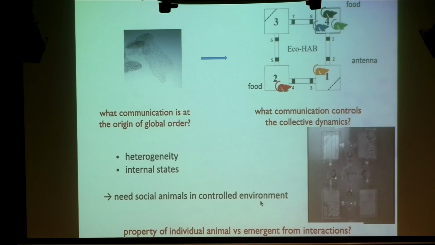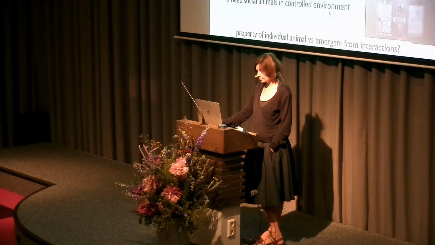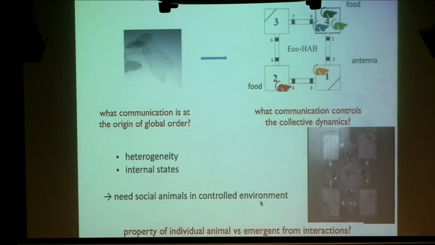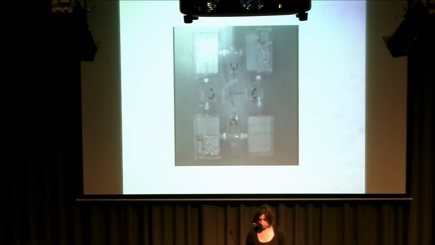And so, of course, they're much more complicated. They have this heterogeneity in them. But how far can we go with these overly simplistic descriptions, and also can we figure out the probability of individual animals versus emergent behavior that comes from interactions? Okay, so here's the movie again.